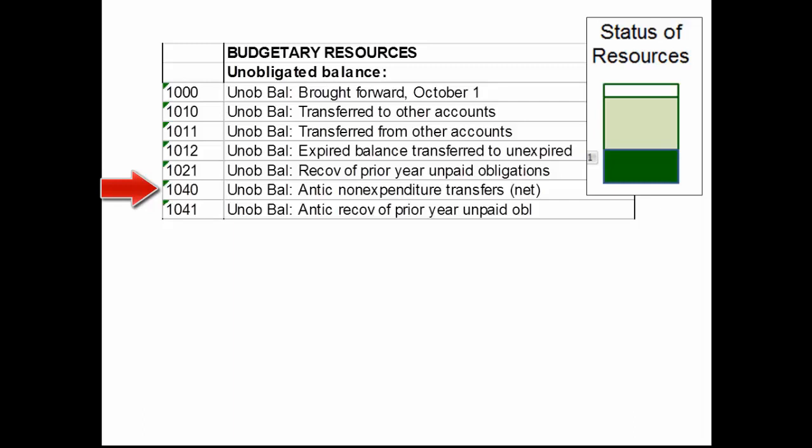Line 1040 is used to reflect anticipated amounts that might ultimately appear on lines 1010 or 1011. Line 1041 is used to reflect anticipated amounts that might ultimately appear on line 1021.